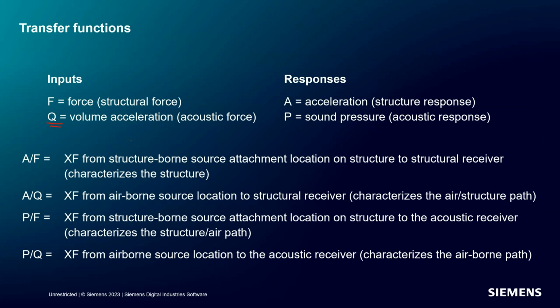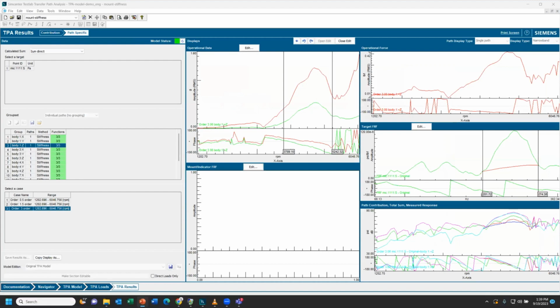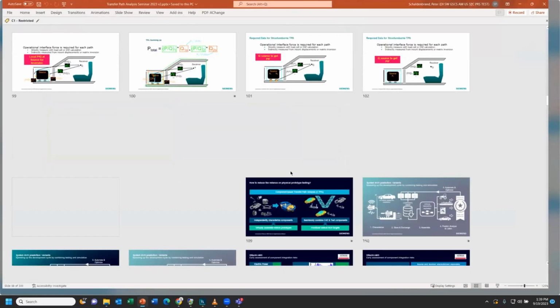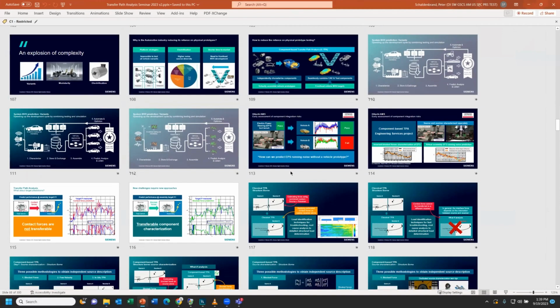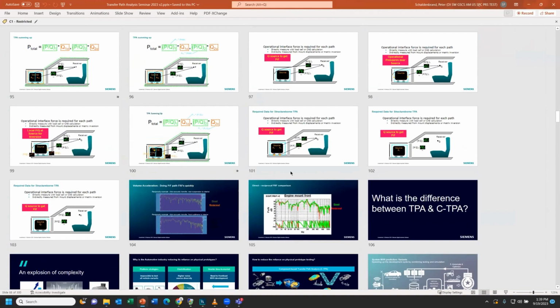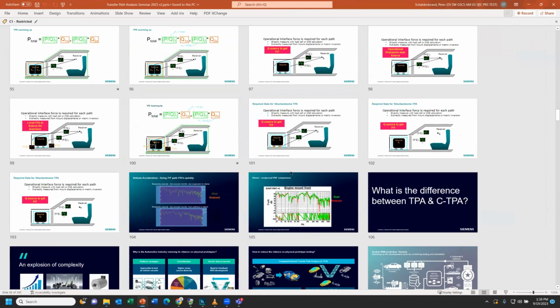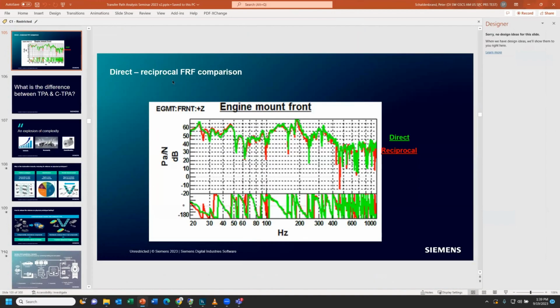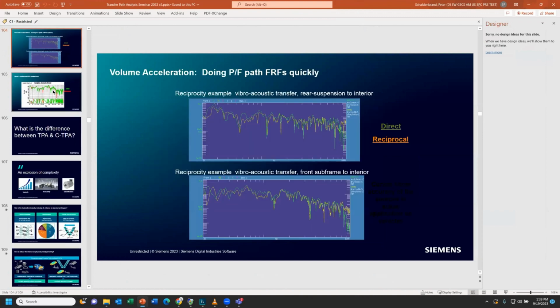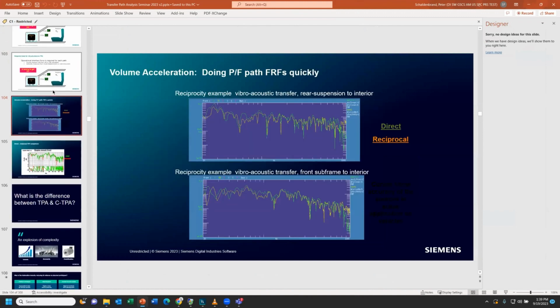Okay. Let me jump up a slide or two here and give another idea of how Q works. You can use things like a sound source that's calibrated to Q in order to determine FRFs. So you'd have pressure over Q, et cetera.